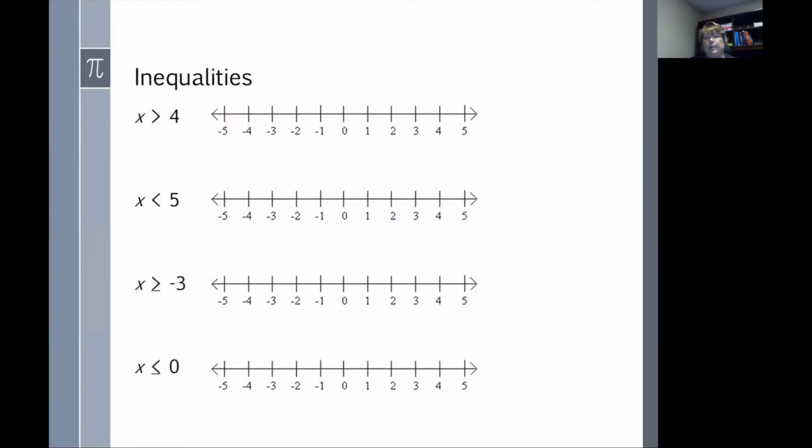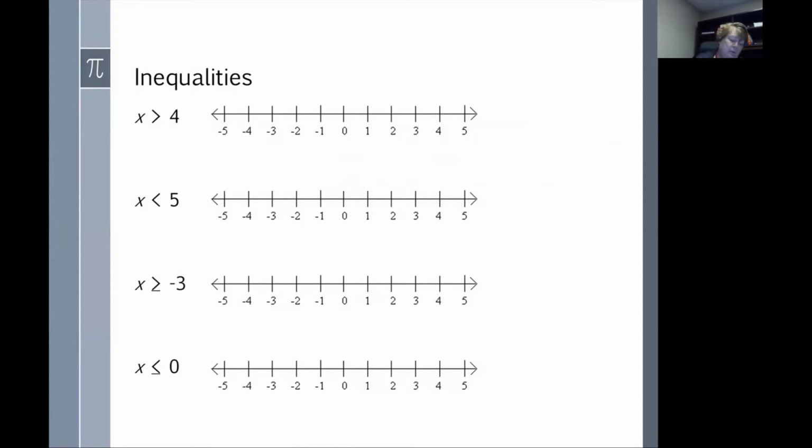The first linear inequality we have here is x is greater than 4. That is a linear inequality because the exponent on the x is the number 1. What's that mean? X represents any number larger than 4. What numbers are larger than 4? There are a lot of numbers larger than 4. 5 is larger than 4. 6 is larger than 4. 4.005 is larger than 4.